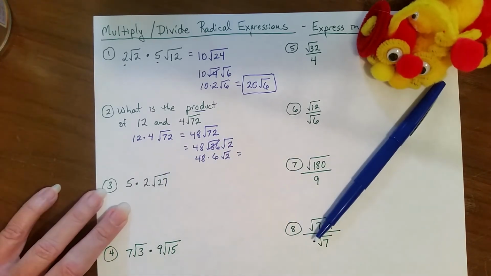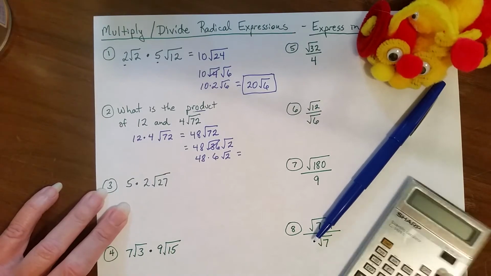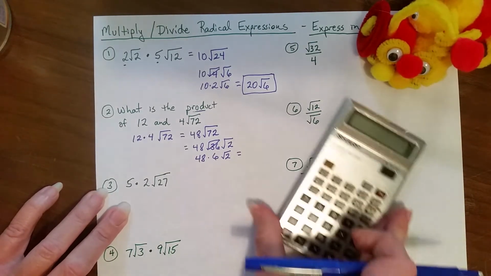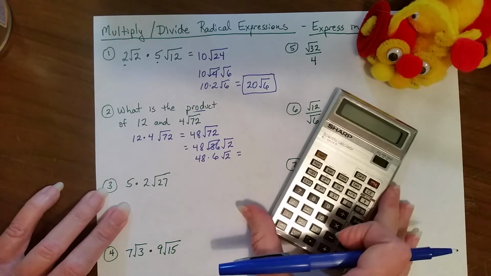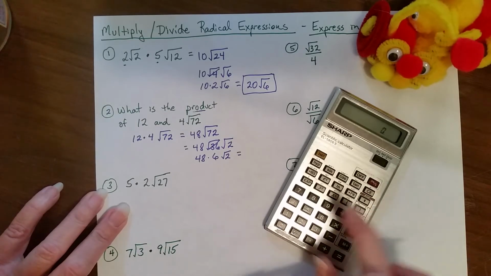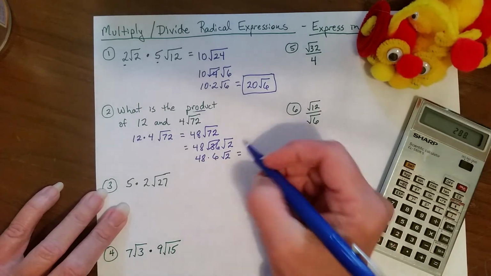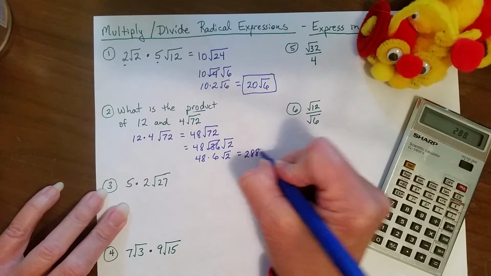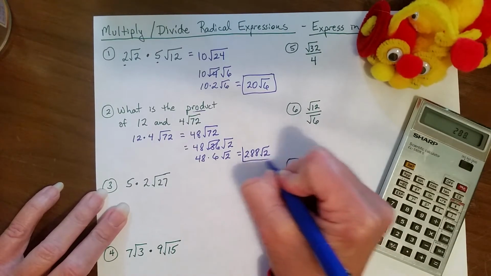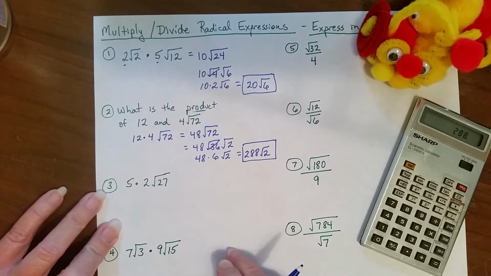Now 48 times 6, I don't necessarily trust myself to do that in my head. I know 50 times 6 is 300, so I know it's around 300. Let's just check it out. Oh, turn it on. There we go. 48 times 6 is 288. So I have 288 square root 2, and that will be my final answer.